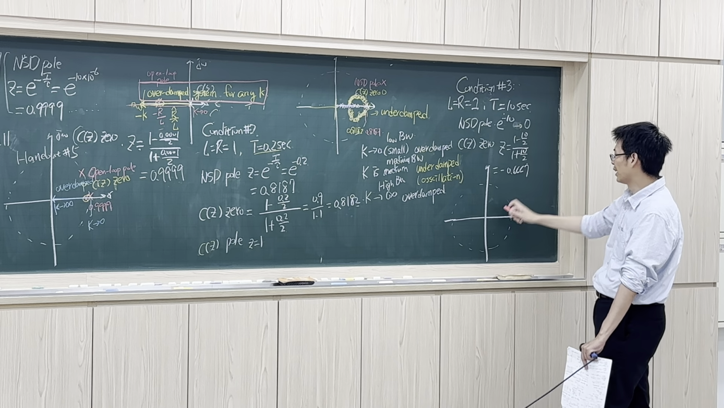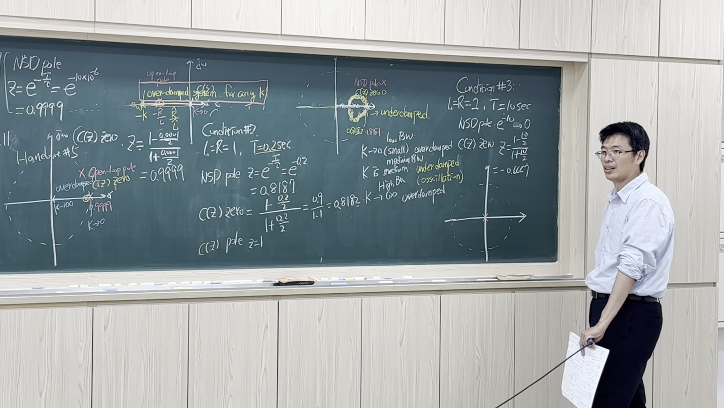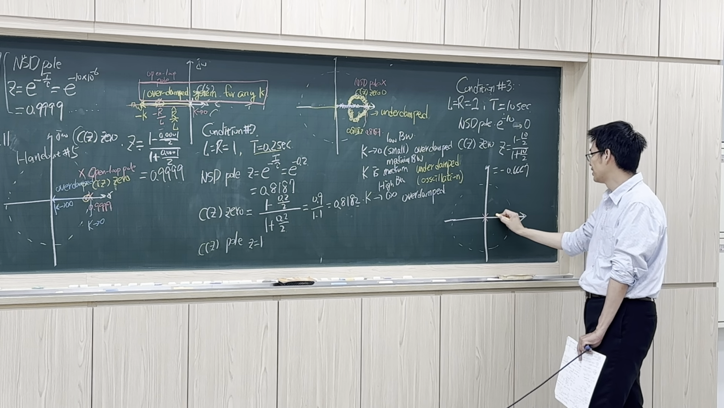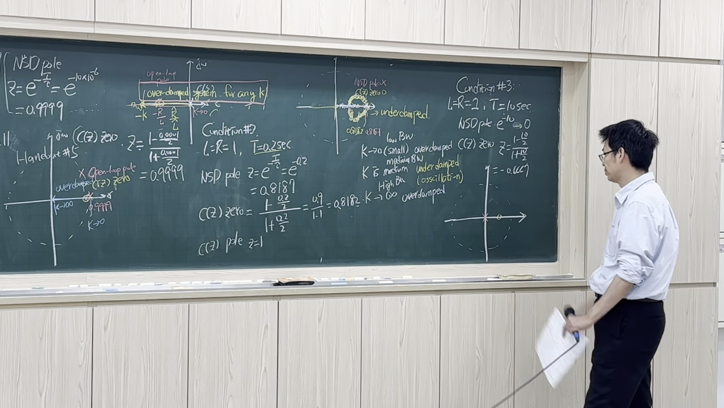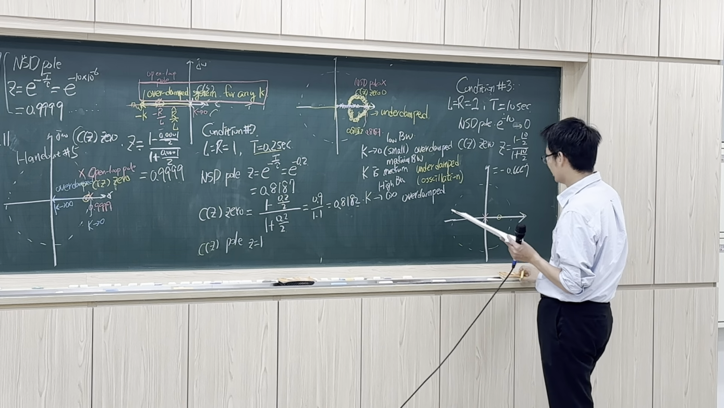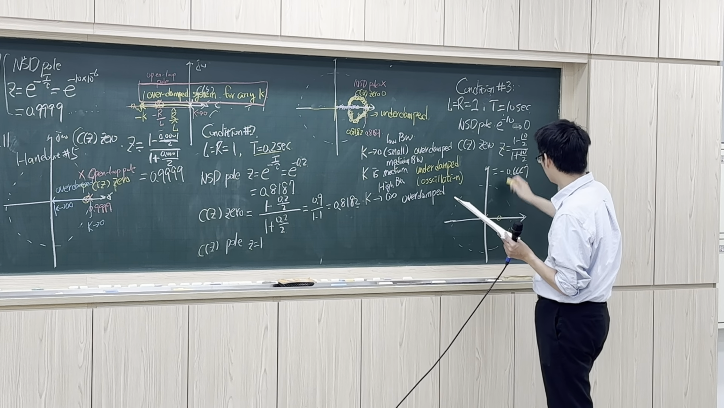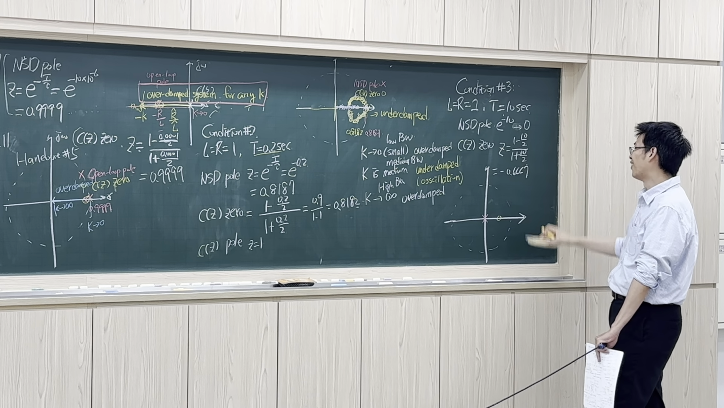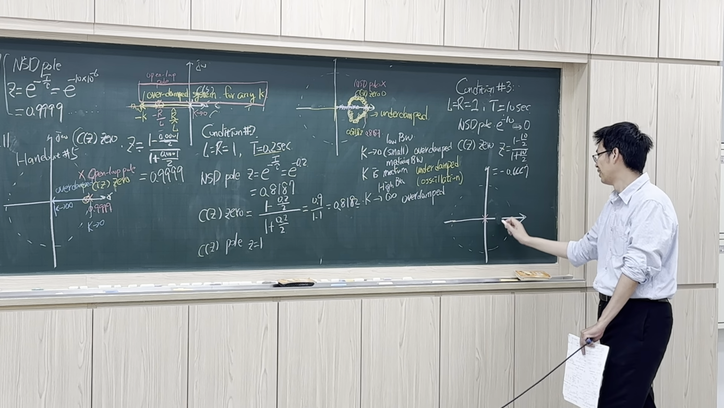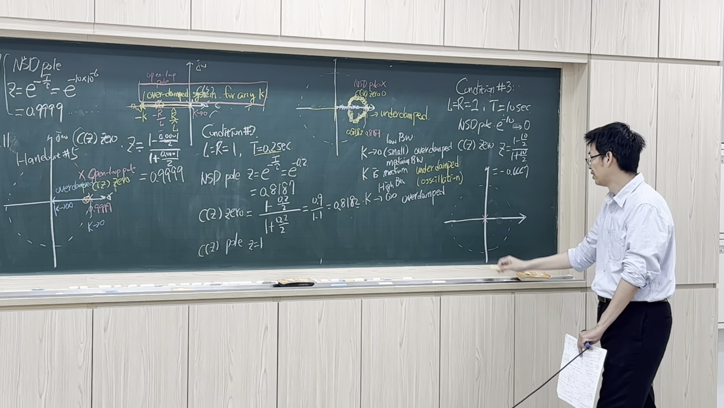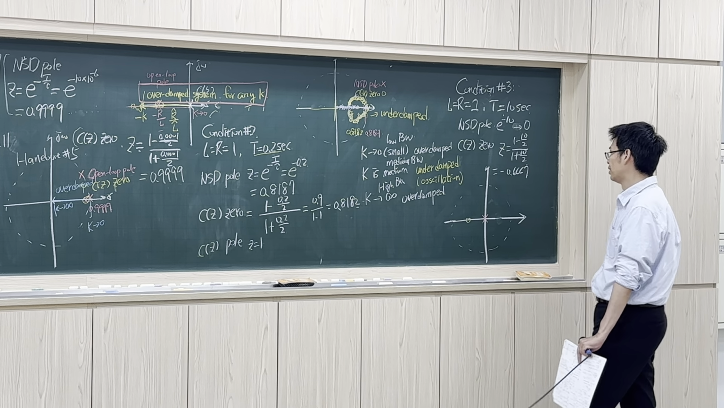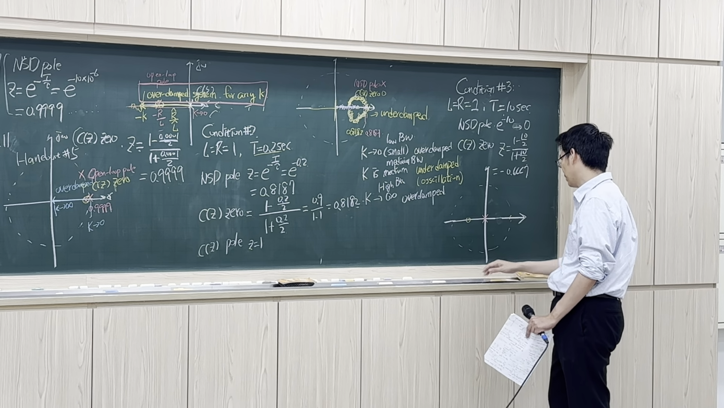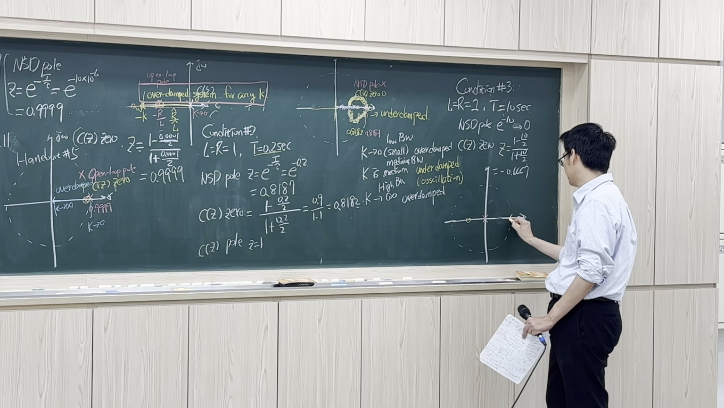Closed loop pole location. The 0 is under here. Oh, sorry, it should be minus 10 minus 1 minus 10 over 2. And we have an additional pole location here at 1.